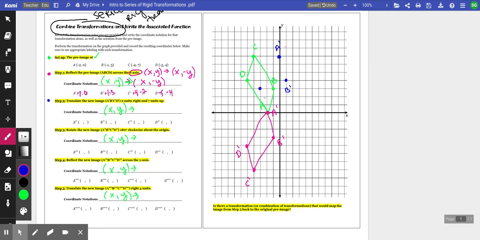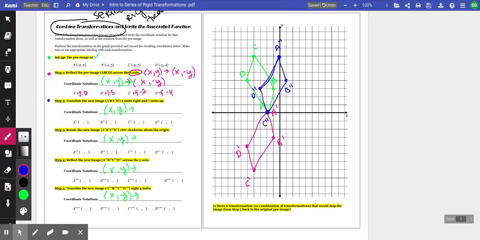Oh man, there's a lot of overlapping in this. So this is where I want to be neat and I might want to use different colors. 1, 2, 3, 4, 5, 6, 7. Oh my God, another point there. But now it's no longer A prime. You know what? These are double primes, aren't they? To indicate another transformation.